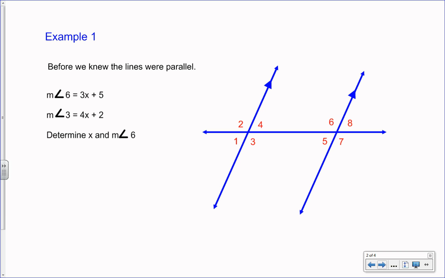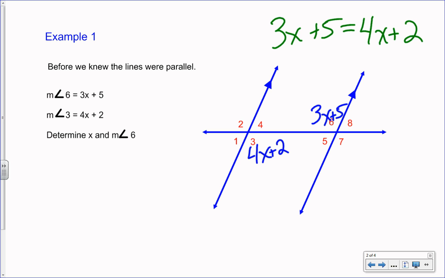And so if I knew angle 6 was 3x plus 5, and we knew that angle 3 was 4x plus 2, we could look at those, because again, I know those two lines are parallel. Well, what type of angles are they? What's the angle pair name for 6 and 3? Alternate interior, very good. And what do we know about alternate interior? If the lines are parallel, they have to be equal, or what's the word we use? Congruent, right? So we know that those two are equal, or in other words, congruent, so we can set them equal.